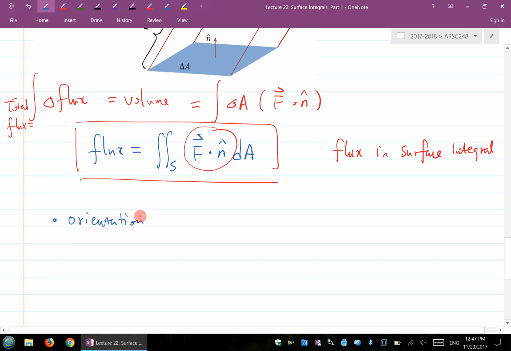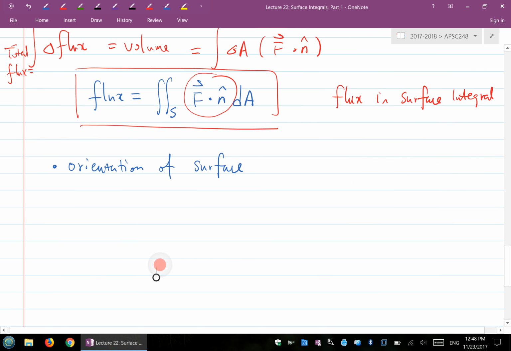We need to cover another concept called orientation of a surface. This orientation of the surface is different from what I just described, like moving your surface like this. Orientation of the surface is basically the normal vector n hat to the surface. This n hat has 2 directions.